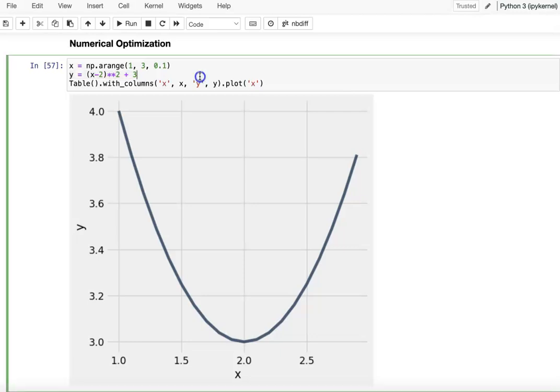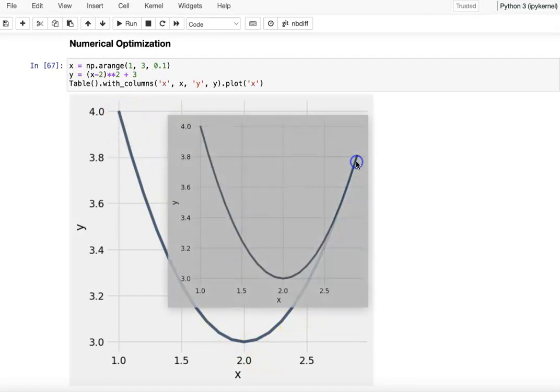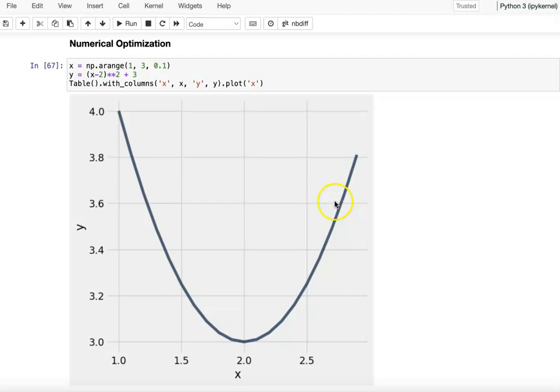But before that, let's create a function. You can see this function is y equal to (x minus 2) squared plus 3. So we try to plot that. You can see that's a quadratic equation. Where is the minimum value? The minimum value is here, right? Because y is the smallest one. x equal to 2, then y equal to 3, that's the smallest one. So how to find that?